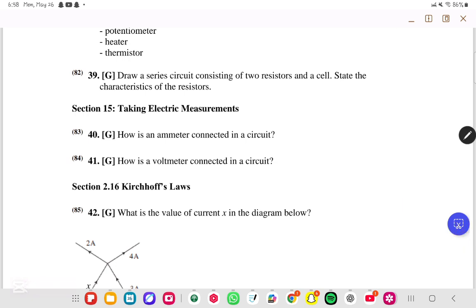Just like that, we finished 2.14. We move on to 2.15. So, how is an ammeter connected in a circuit? With regard to the ammeter, it has to be in series and the polarity must be respected. What does it mean the polarity is respected? That means one side should be connected positively and the other side should be connected negatively. Very, very important.